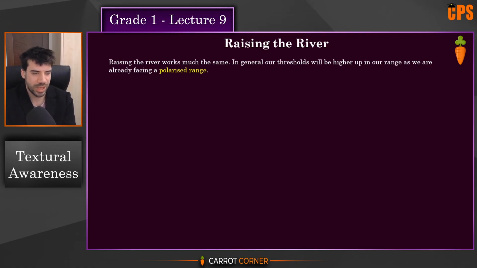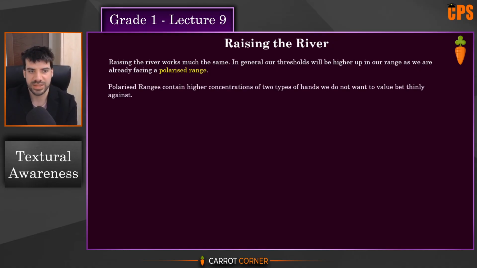What this means is that we can't just apply our normal criteria for betting when we're facing a bet because we're actually making the second bet. We're repolarizing. We're polarizing after our opponent already polarized. So therefore, there are less hands we can get value from. The idea is that polarized ranges, like our opponent's range when they bet the river, and it might not be massively polarized, but it's going to move in a direction of polarizing. These ranges are going to contain higher concentrations upon betting of 2 types of hand, and we do not want to value bet thinly against those types of hand in general.